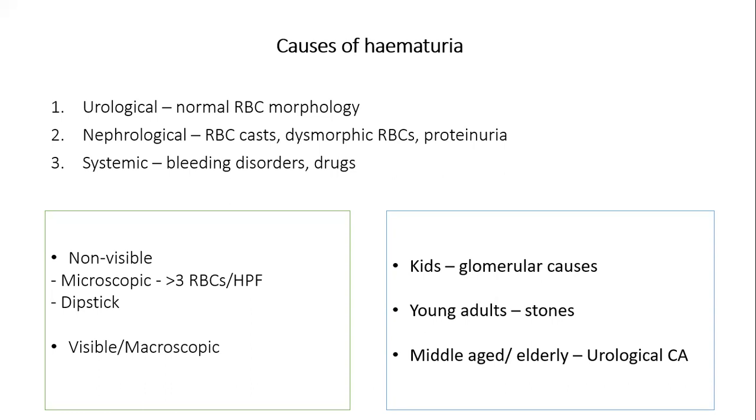Whereas what we are concerned with mostly, and what we see in our day-to-day long cases in the wards, are middle-aged or elderly patients who usually present with a urological cancer. That is, hematuria is a presentation of an underlying urological cancer. That could be either a renal or a bladder CA.